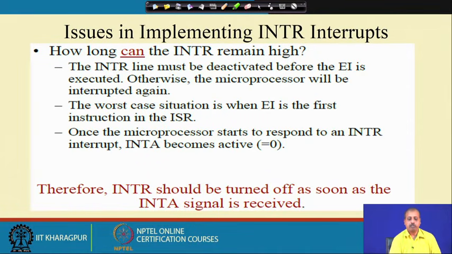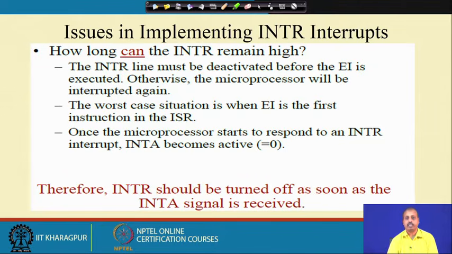So, it will be taken as 2 different interrupts. Now, in the worst case situation, in the ISR the very first instruction may be the EI instruction. Once the microprocessor starts to respond to the INTR interrupt, INTA becomes active. Because this EI is the first instruction, INTR should be turned off as soon as the INTA signal is received.